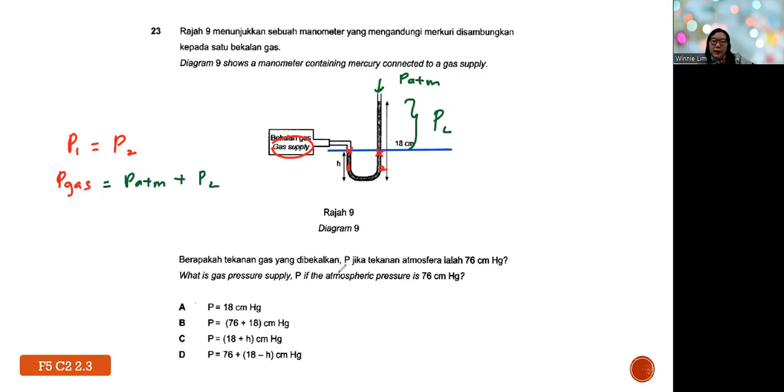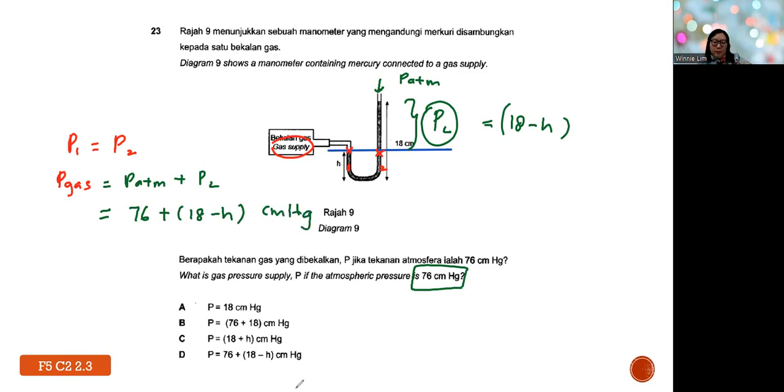So they want you to find the gas pressure, right? Atmospheric pressure, they already give you in terms of length in cm mercury, so no doubt it is 76 cm. But how about the liquid? The liquid is not 18, notice or not? But how can I get this PL? They give you 18 cm and they also give you this H, so it's actually 18 minus H. So you're going to plus 18 minus H, and the unit is in cm mercury. So among A, B, C, D, which one is the answer? D is the correct answer.